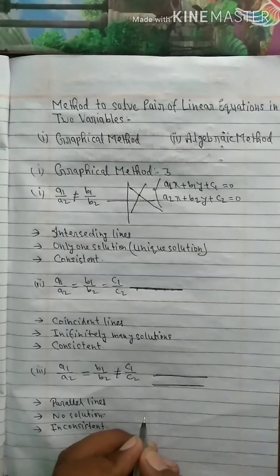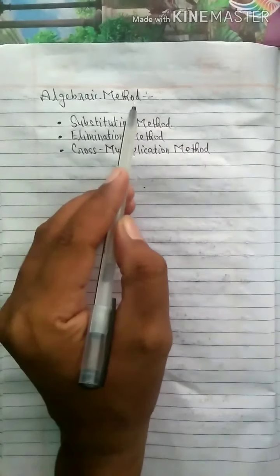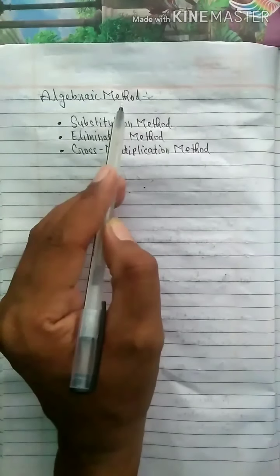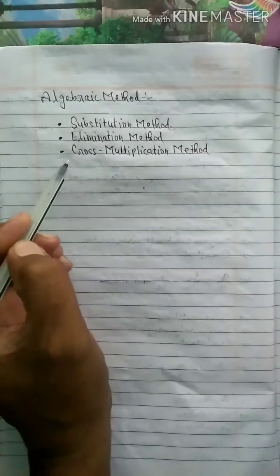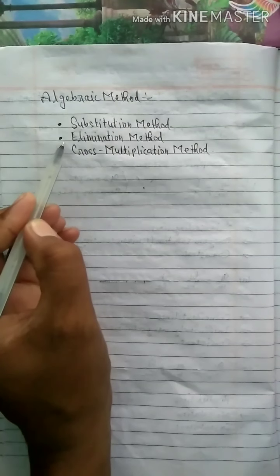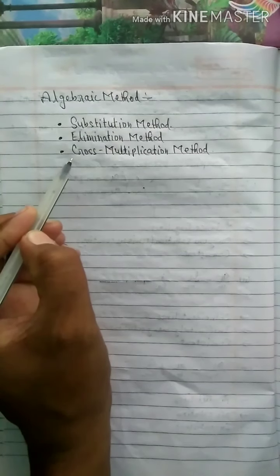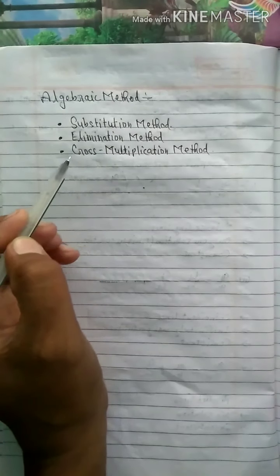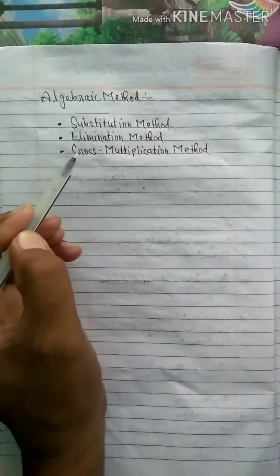Students, these were your graphical method, and I told you the three conditions of the graphical method. And now the second method is the algebraic method. In the algebraic method there are three methods: first substitution, second elimination method, and third cross multiplication method. So here I will take one example, and I will explain it by these methods.